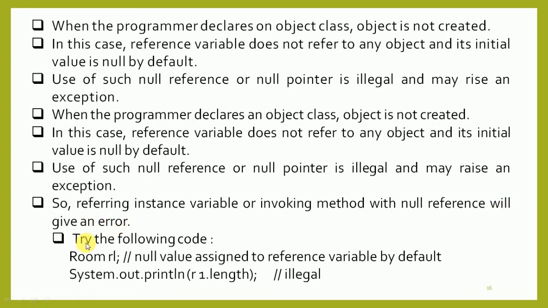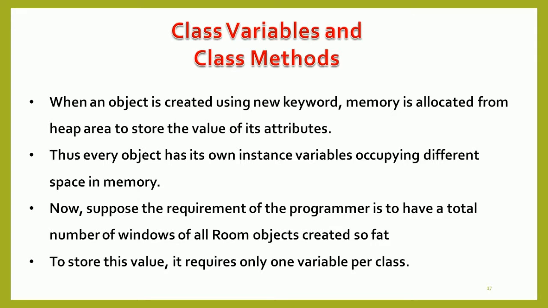So when you try the following code, Room R1 and System.out.println(R1.len), this is illegal. It will display an error message from the Java compiler. Okay, now the different types of classes, class variables and class methods.